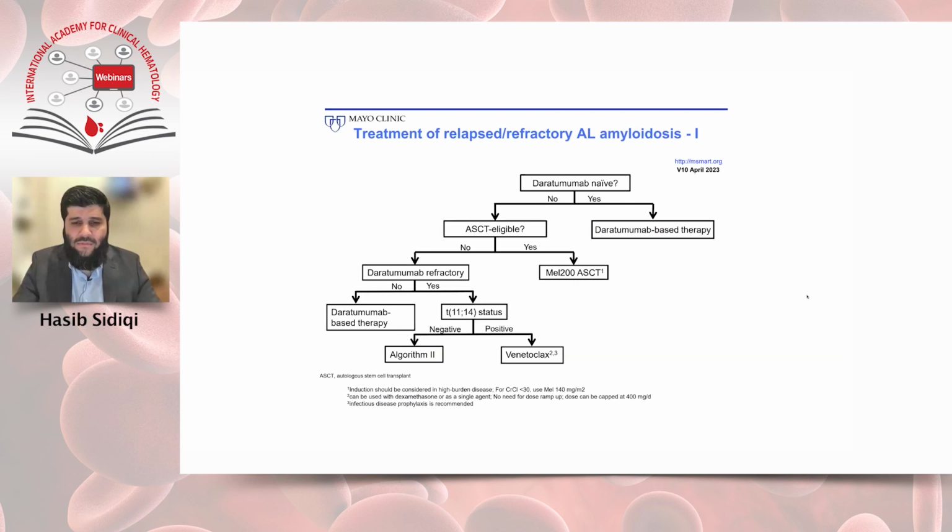If we look at the mSMART guidelines, they break it down into whether the patient has had prior daratumumab exposure. I think most people would agree that if the patient is daratumumab naive, then that would be a fantastic option to treat relapsed disease. In the absence of that, a stem cell transplant, if they are eligible, can lead to deep and sustained responses. But if they are not transplant eligible, then really it becomes a bit more difficult.